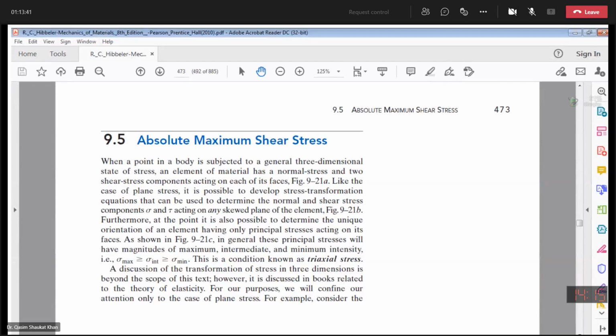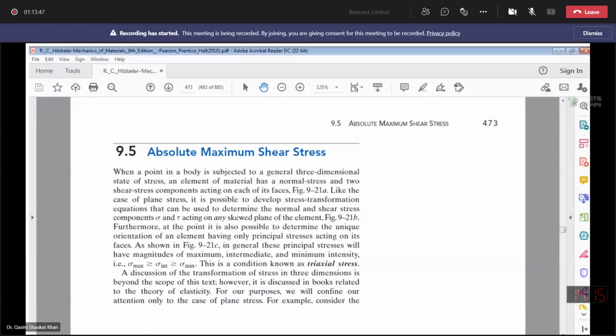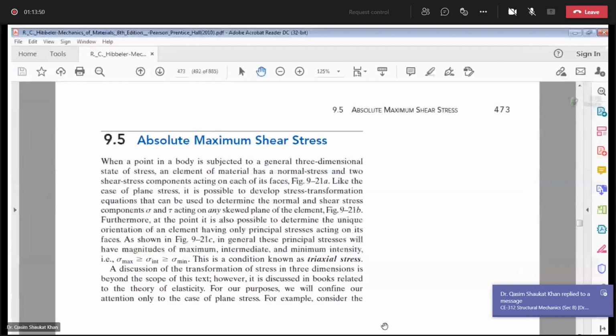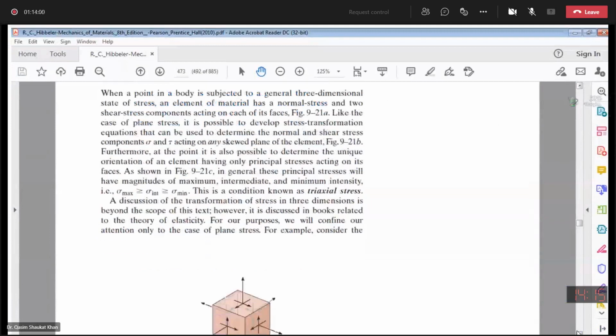Our next topic is absolute maximum shear stress. So first I will explain to you, and then we will see the figures, and then we will read this stuff as well. So first give me time to explain this.